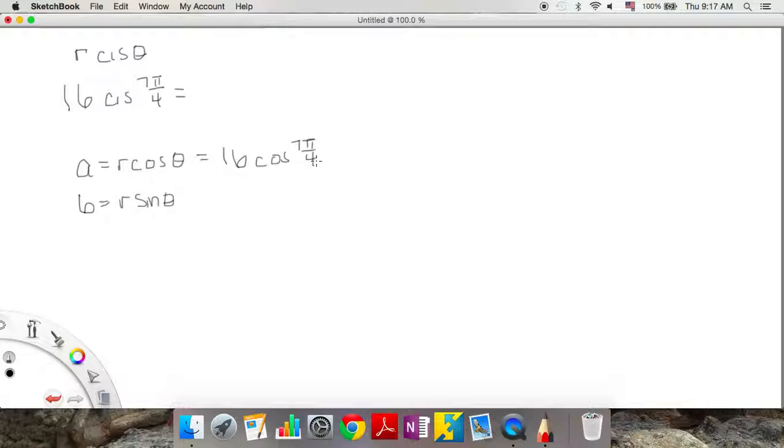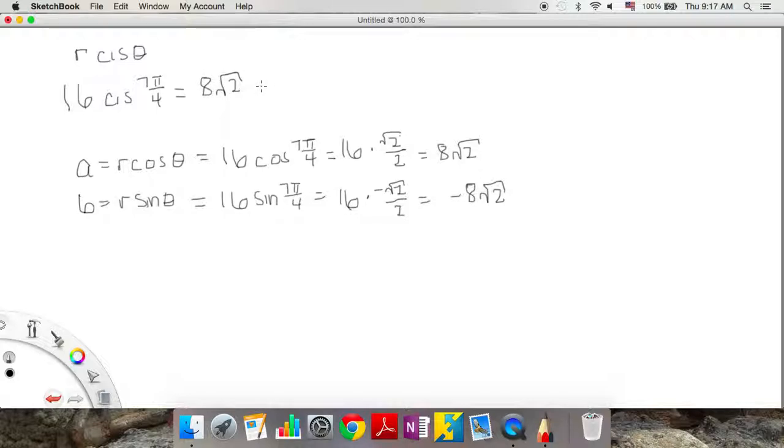You know from your unit circle that the cosine of 7 pi over 4 is the square root of 2 over 2. So we have 8 times the square root of 2. And here we have the sine. We know from our unit circle that the sine of that is negative square root of 2 over 2. So we have negative 8. So we have our real part, and then our imaginary part times i. So here's the rectangular form from this polar form.